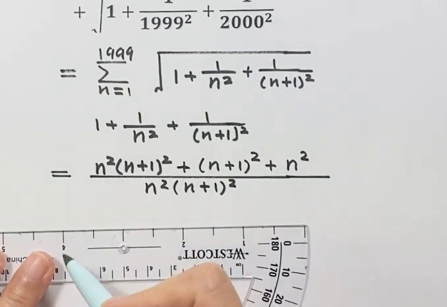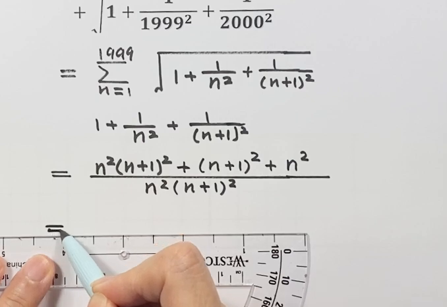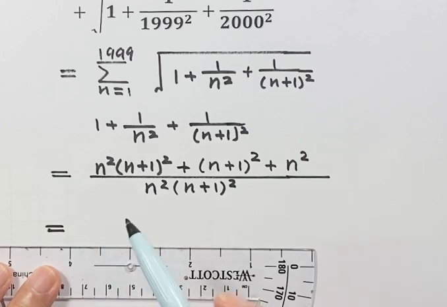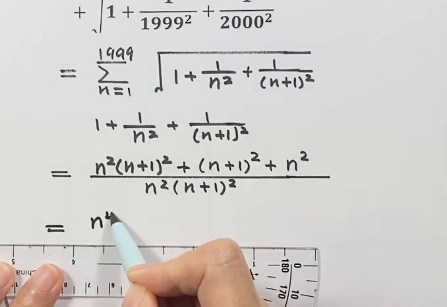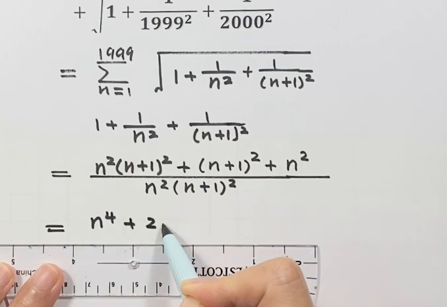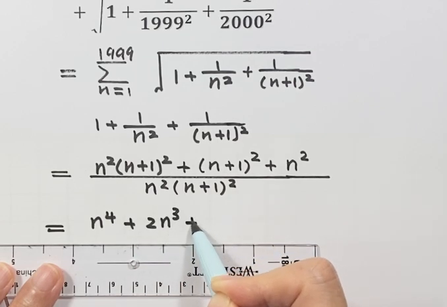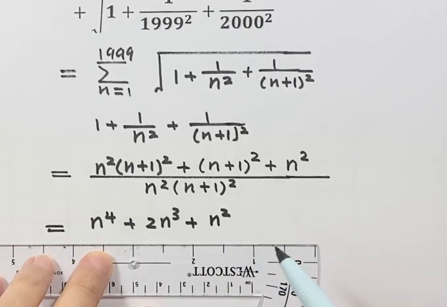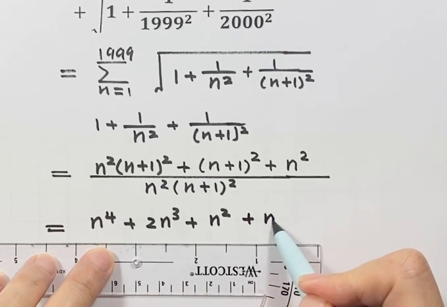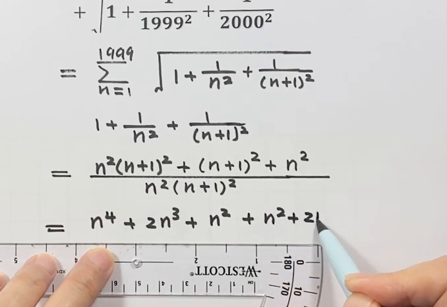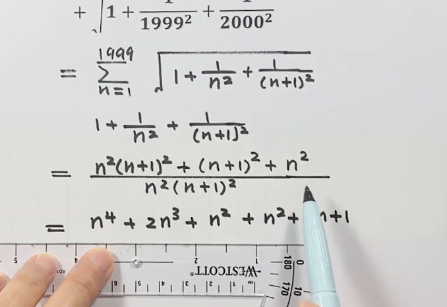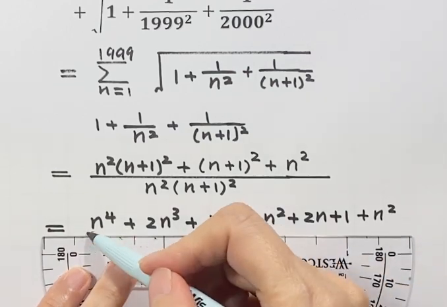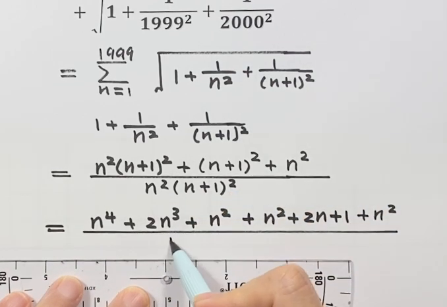Then the next step, we are going to expand the numerator. So this is a complete square formula, then times n squared. So then here we have n to the fourth, plus 2n to the third, plus n squared. For the second term, use a complete square formula. So here we have n squared plus 2n plus 1. Then the last term plus n squared. Then the denominator.